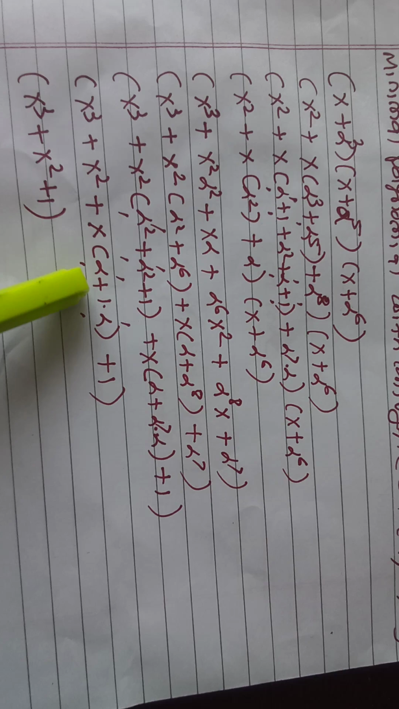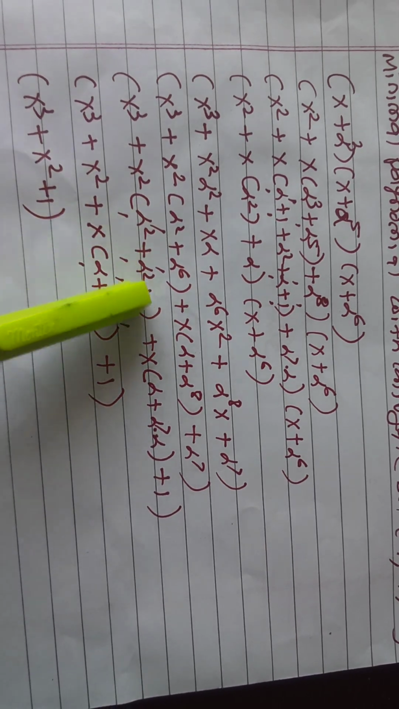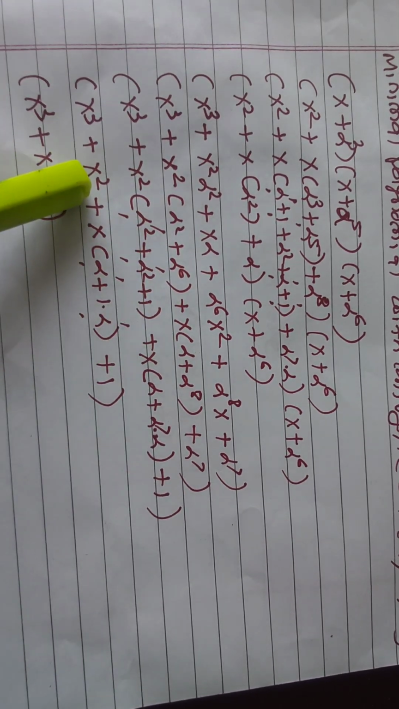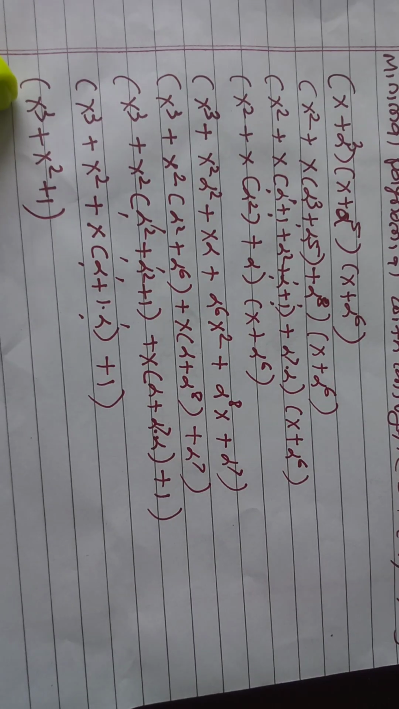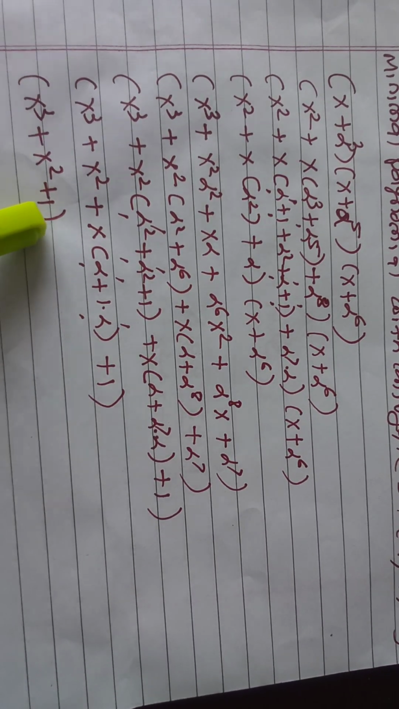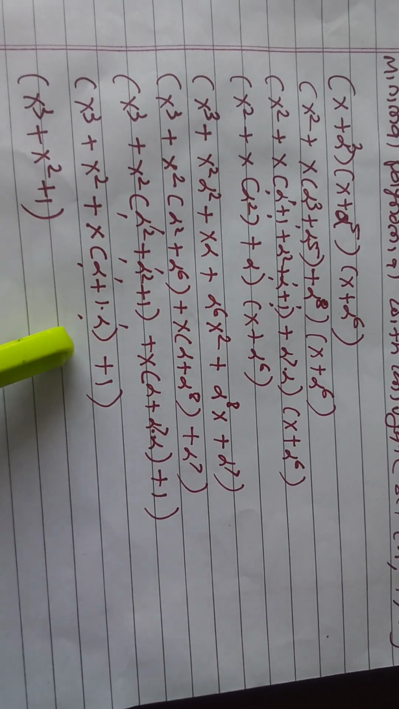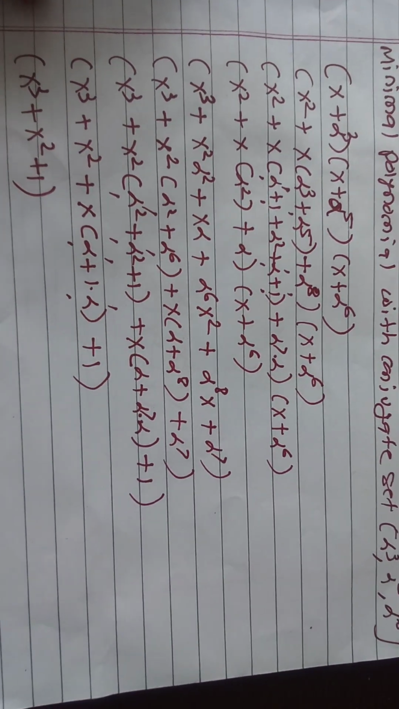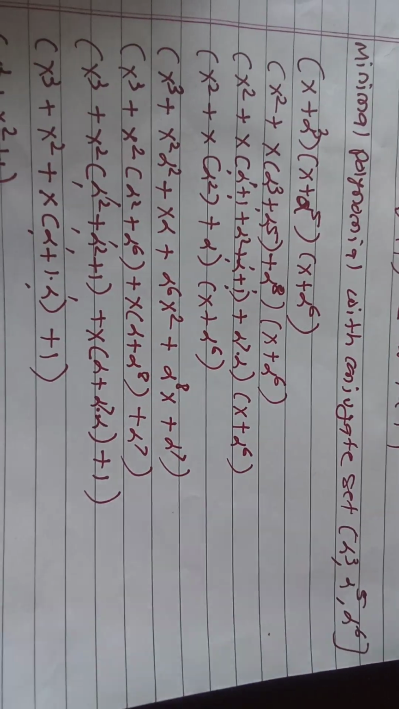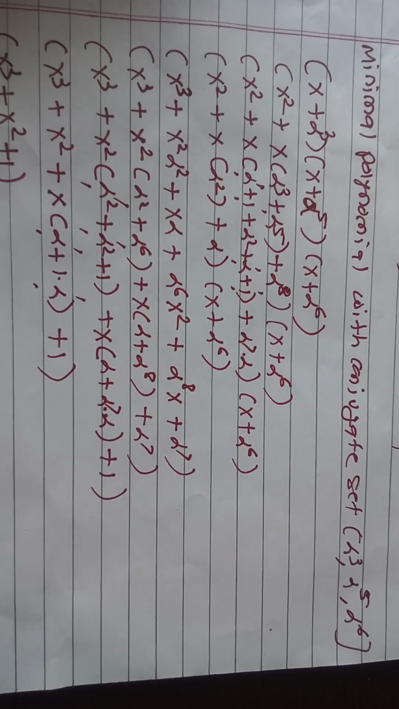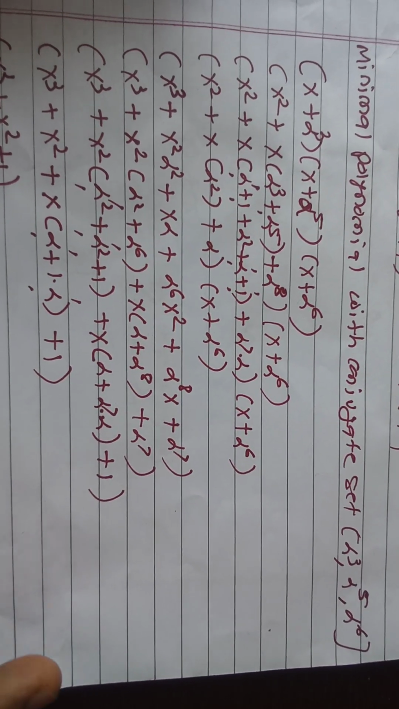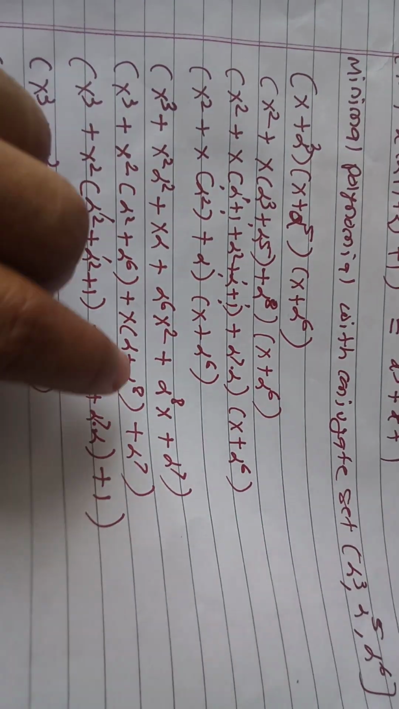So x is equal to 0 here, and x square is 1 is there, so x square appears. So the minimal polynomial is x cube plus x square plus 1. This we have already covered on the channel. If you want it in more detail, I have already told it in detail. Still, if you want, you can see that video.